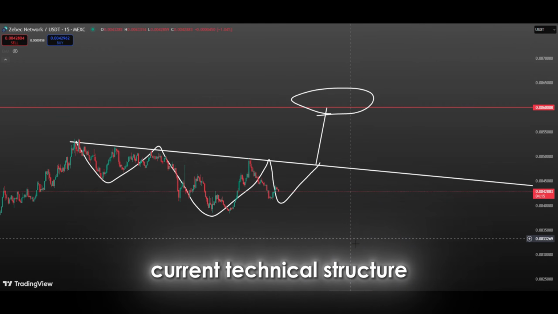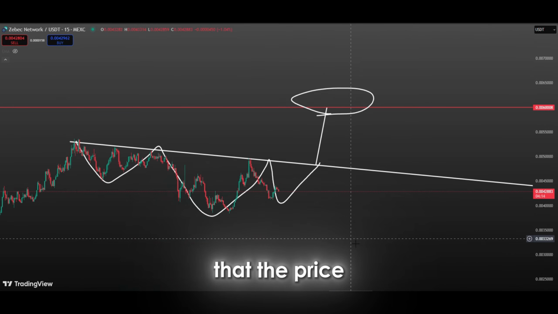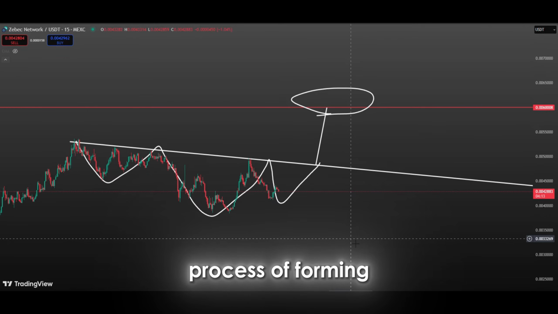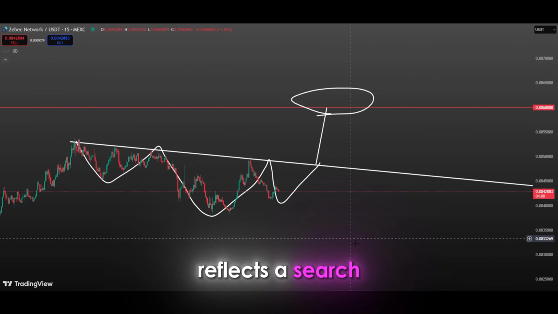Looking at the current technical structure, we can observe that the price has entered the process of forming the right shoulder. This suggests that the pattern is nearing completion and approaching its critical breakout point. The formation of the right shoulder reflects a search for equilibrium in the market and signals that the downtrend is nearing its end.